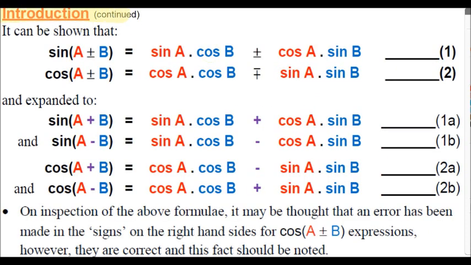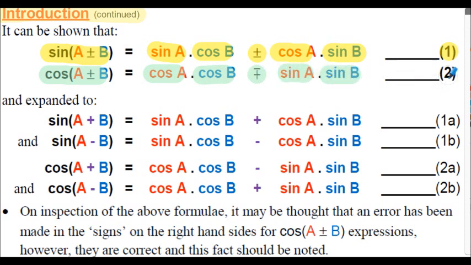Introduction continued. So the following formulae are given without proof. Firstly, sine of A plus or minus B can be written as the sine of A multiplied by the cos of B plus or minus the cos of A multiplied by the sine of B. Label that equation 1 for reference. And if we consider the cos of A plus or minus B, that can be shown to be equal to the cos of A multiplied by the cos of B minus or plus the sine of A multiplied by the sine of B. I've labelled that equation 2 for reference.